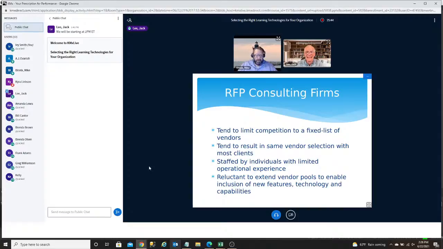One of the things that we see out of this is these consulting firms tend to limit competition to a fairly small list of known vendors. And that tends to wrap around whatever criteria they're using in terms of helping their clients determine what their needs are. The problem is a lot of these criteria lists are pretty well tied to the vendors that they're used to working with.